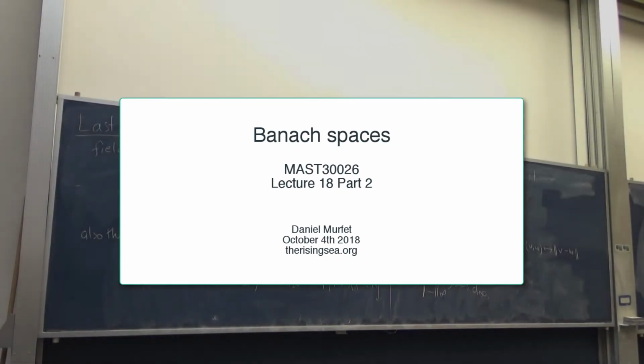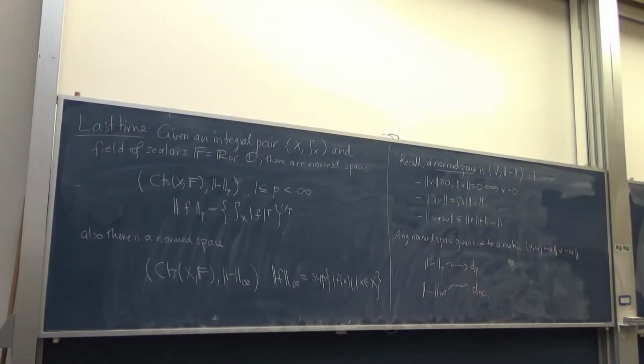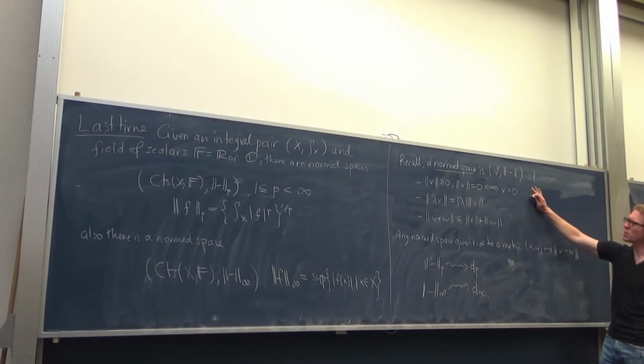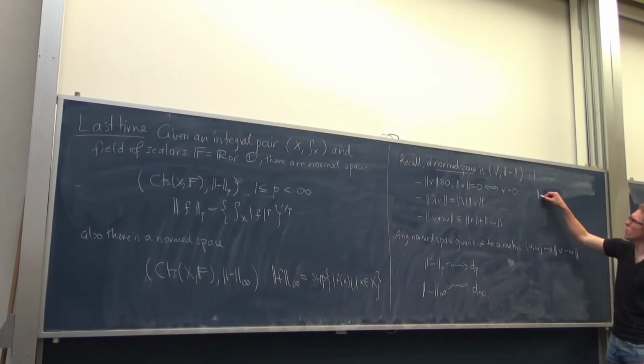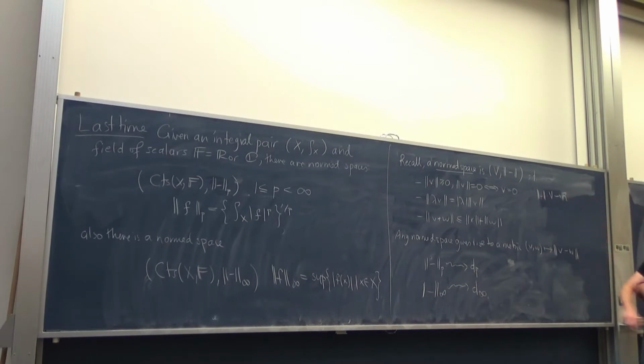Last time we introduced a few new things. One of them was the abstract concept of a normed space. So that was just a vector space over F, which stands for either R or C. So it's a vector space together with a function called the norm, which is always real valued and which satisfies these axioms.